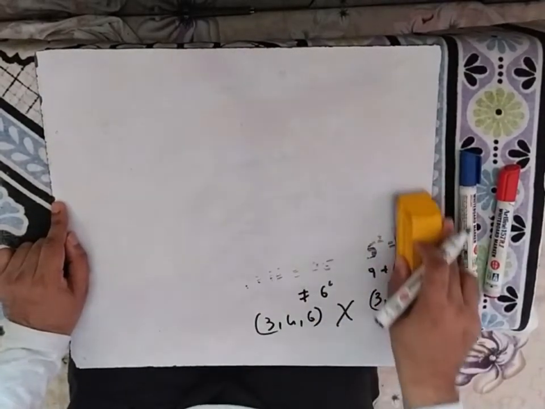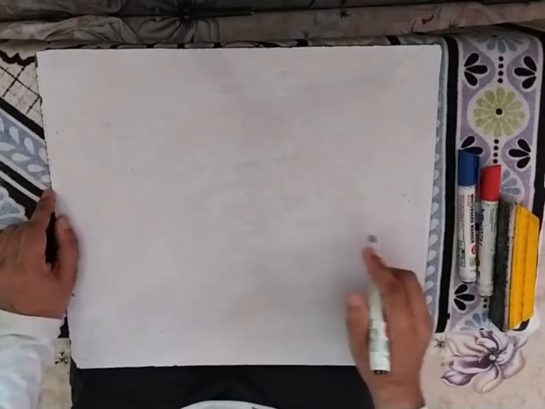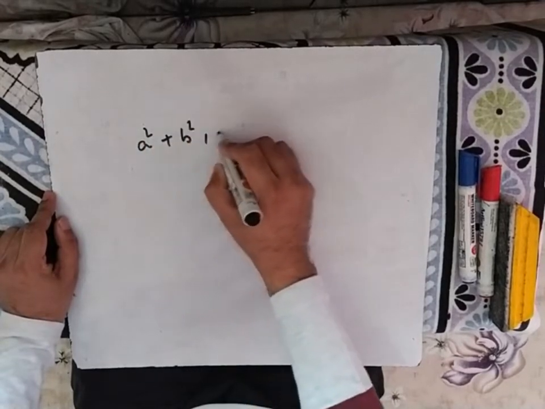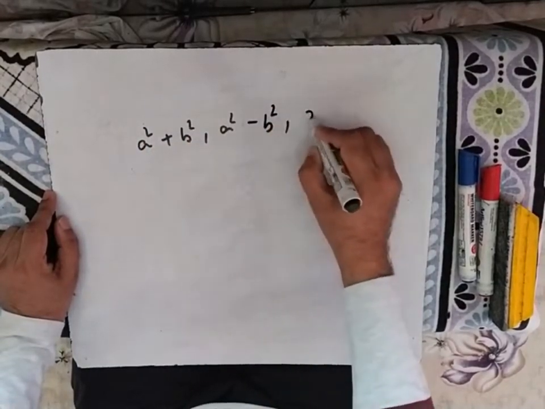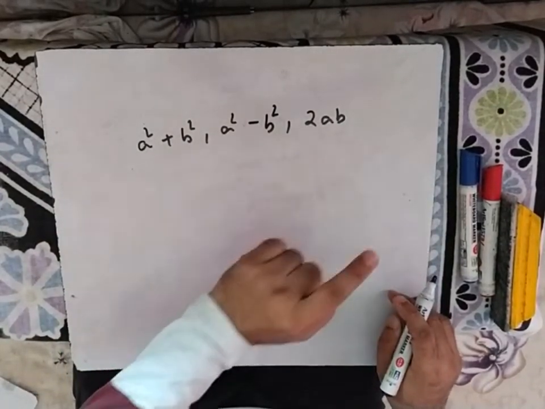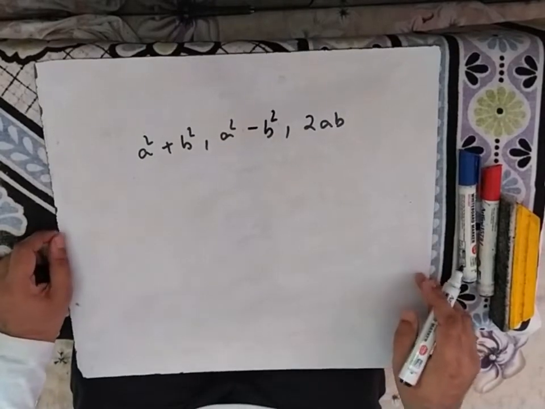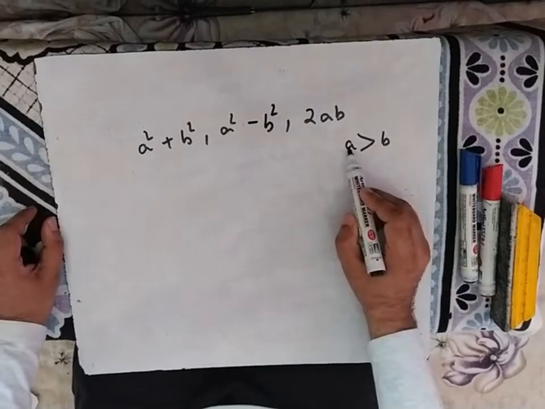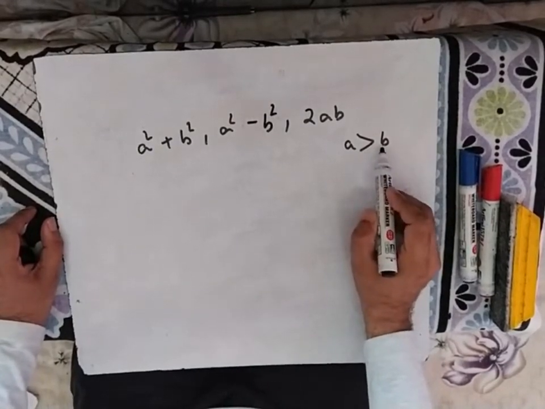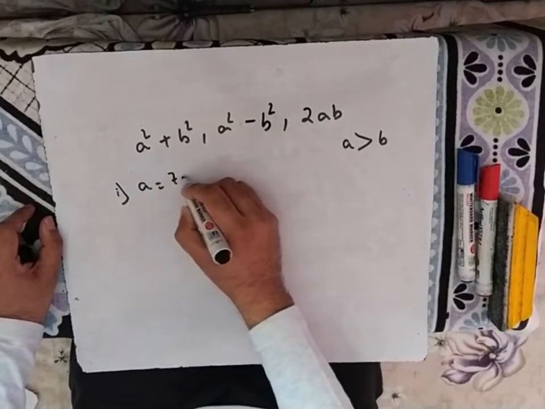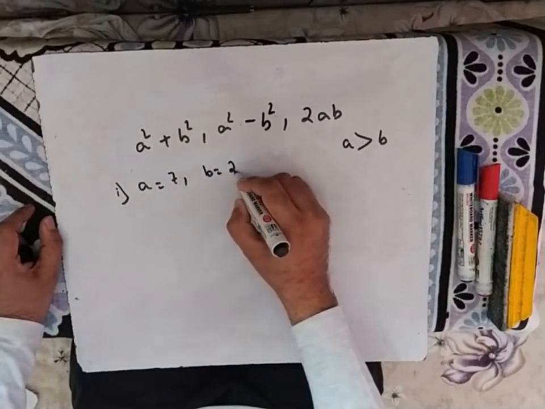Now there is one formula by which you can find out n number of Pythagorean triplets. In that formula we have three expressions: a square plus b square, a square minus b square, and 2ab. Using these three expressions we can find out n number of Pythagorean triplets, but there is a condition: a should be greater than b. The value of a should be taken as greater than the value of b. Let us take one example. a as say 7, b I am taking as say 2.